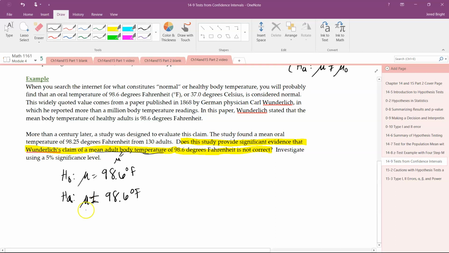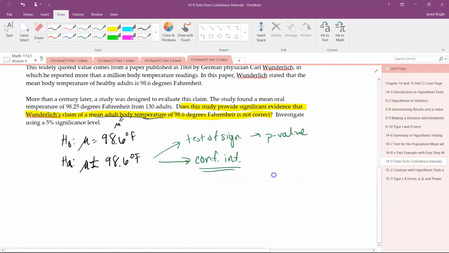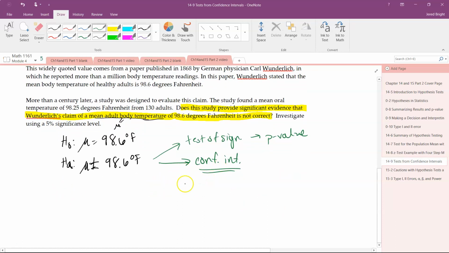Now since we have the two-sided alternative, we have two routes that we could go forward with. We could do a test of significance and get a p-value, or we can try this new idea with doing a confidence interval. So let's try this just because it's a new idea. To construct a confidence interval, I need to do x bar plus and minus the margin of error. And we remember that the margin of error was calculated as z alpha over 2 times sigma over square root of n. Now let's go through and find that margin of error.